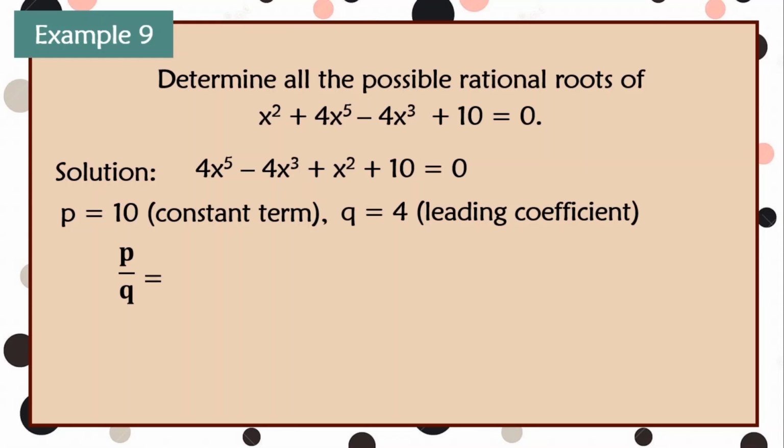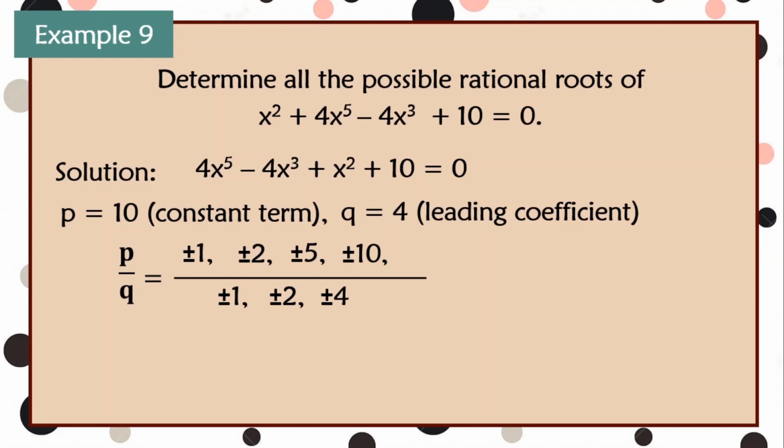So get the factors of p. The factors of 10 are positive and negative 1, positive and negative 2, positive and negative 5, and positive and negative 10. And for the leading coefficient, the factors of 4 are positive and negative 1, positive and negative 2, and positive and negative 4. So to find the possible rational roots, simplify the value of p over q.